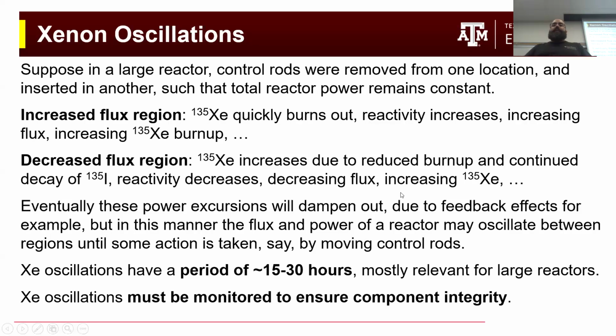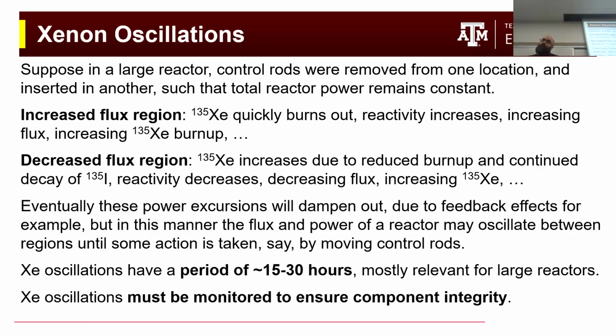And so this is something that can happen in reactors. Eventually, these oscillations will dampen out because of things like feedback. You could also compensate for this from the reactor operator side by adjusting control rods in a certain way. But these oscillations can last over 15 to 30 hours.